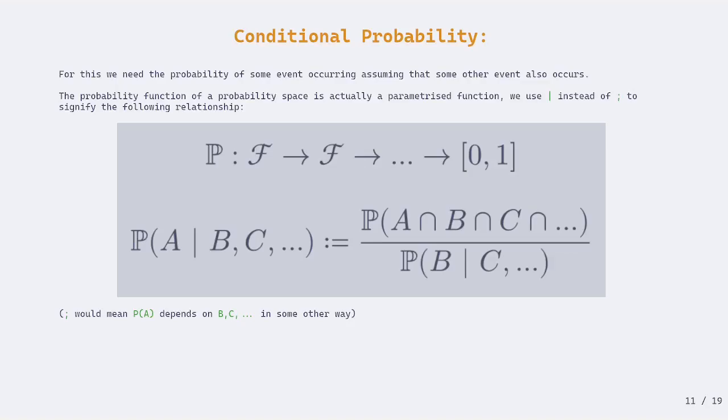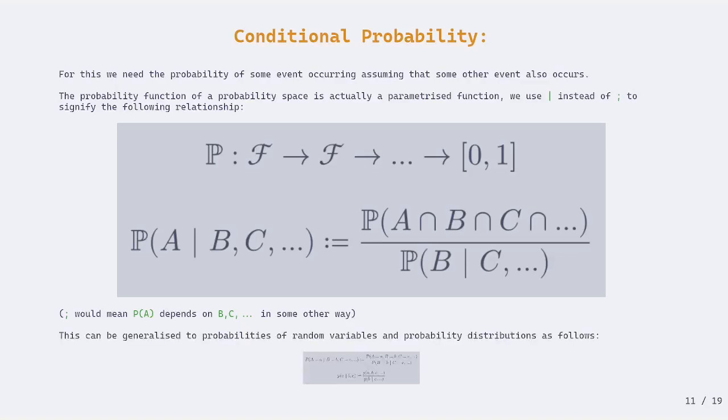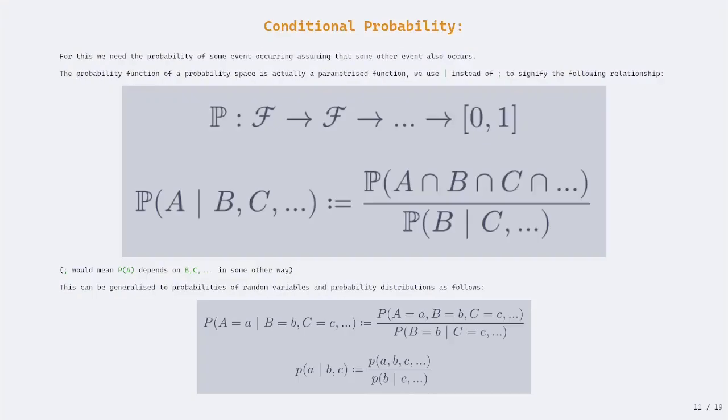So the bar just represents that the probability function is dependent on, or parameterized by, these other events with this special relationship. It's very small at the bottom, so let me restore that to its reasonable size. But if you swap the calligraphic P's, the fancy P's, for big P's and little p's, there's an analogous property for random variables and probability distributions.